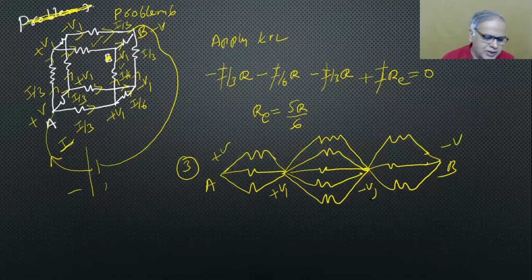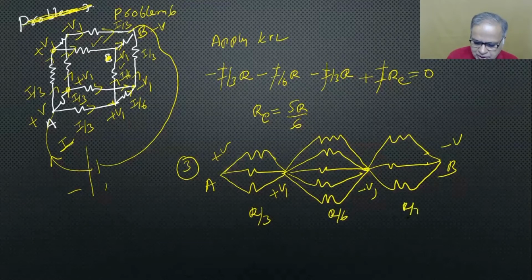And say that we connected the points of same potential. This one, this one, this one at one place, this one, this one, this one at the other place, and all the other 6 in the middle. So this will be in parallel, R by 3. This is in parallel, R by 6. This is in parallel, R by 3. The total is in series.